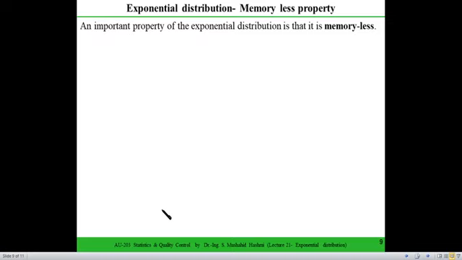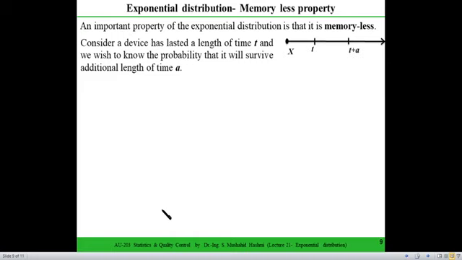Okay, at this point there is an important property of exponential distribution that is called memoryless. Just consider a device that has lasted a length of time t. So x is a random variable, let's say, think of it as time to failure. This is a time scale, and we already know that a particular device has already survived up to time t, small t. And we are interested in calculating the probability that this device will survive for an additional length of time a. So then the final time would be t plus a.